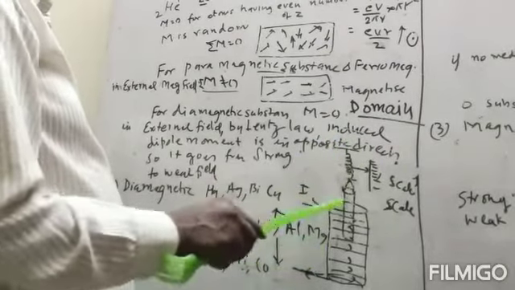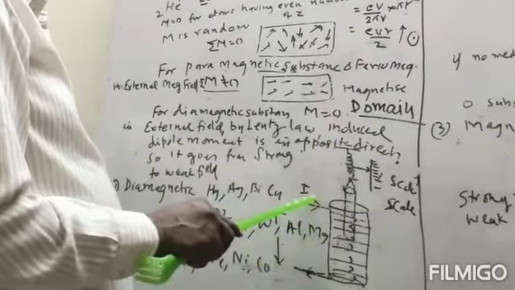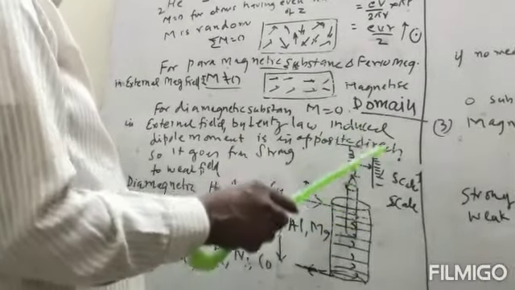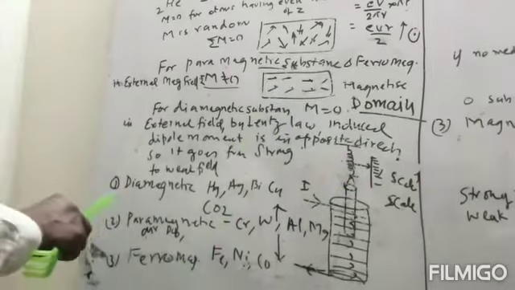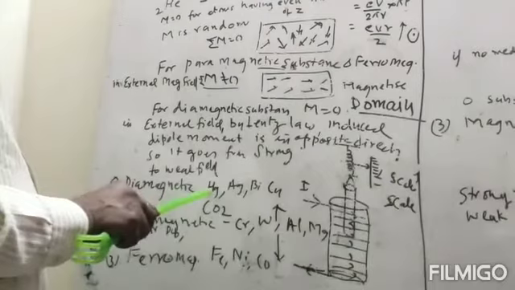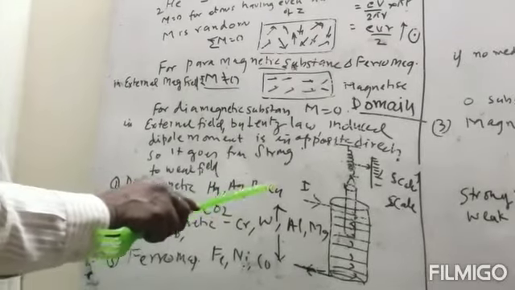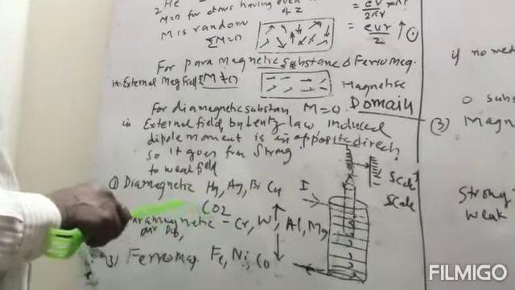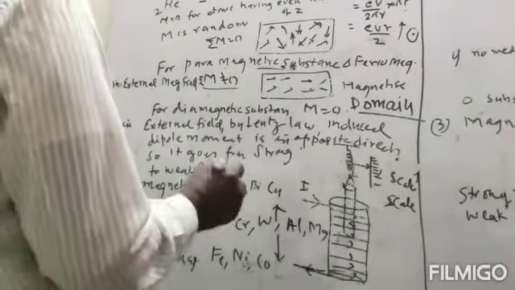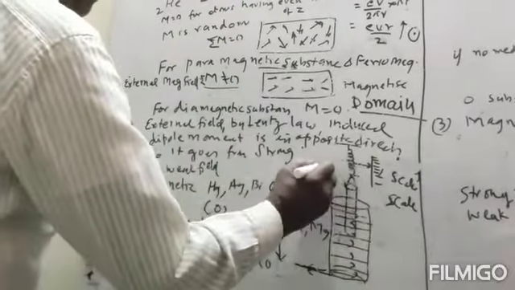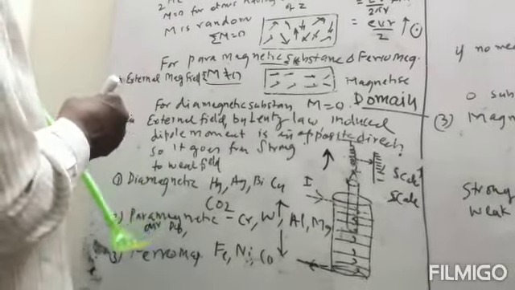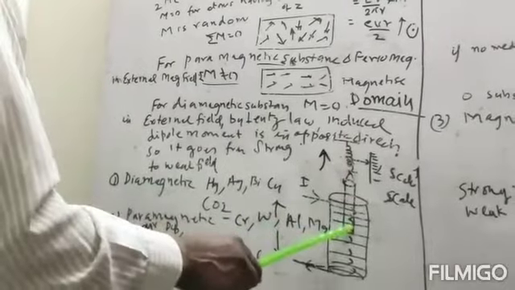So when we put it in and switch on the current, if it moves upward, it means it is repelled, so it will be diamagnetic. What are the diamagnetic substances? These substances are mercury, silver, bismuth, copper, carbon dioxide. These substances will be repelled, so they will move upward. So it will be repelled by the magnetic field produced in this solenoid.